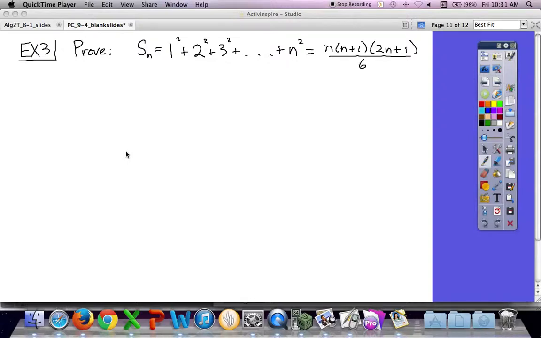Okay, this time we're going to prove that the sum of the squares, which is 1 squared plus 2 squared plus 3 squared, where the nth term is n squared, that the sum of the first n squares can be represented by the formula n times n plus 1 times 2n plus 1 over 6. So this is the formula for Sn.